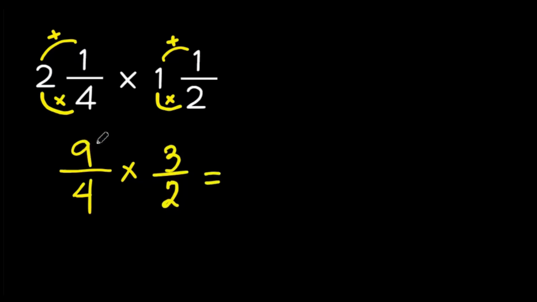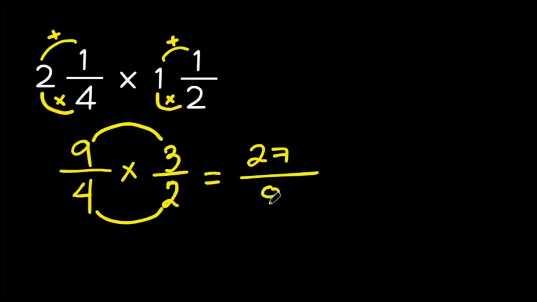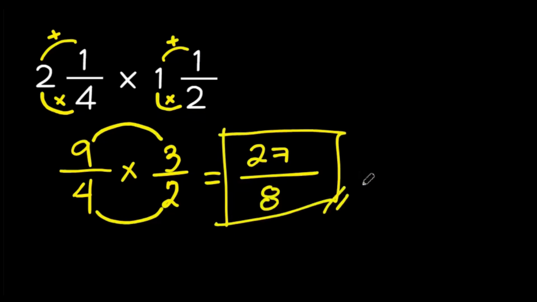And then we will multiply the improper fractions. So basically, we will multiply the numerators, 9 times 3, we have 27. Also, the denominators, 4 times 2, that is 8. So therefore, the final answer would be 27 over 8.